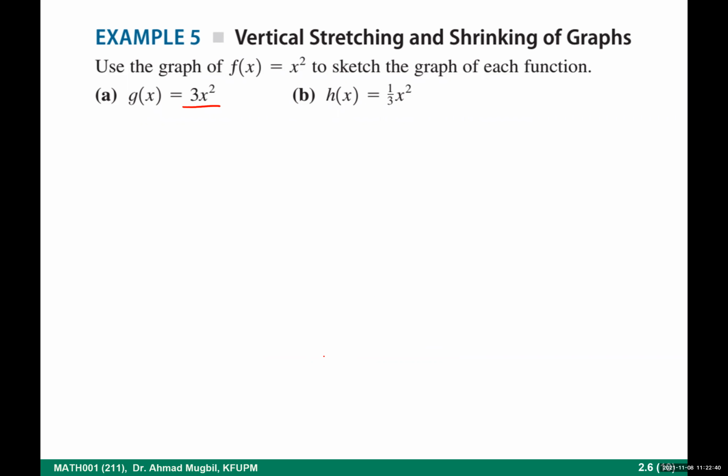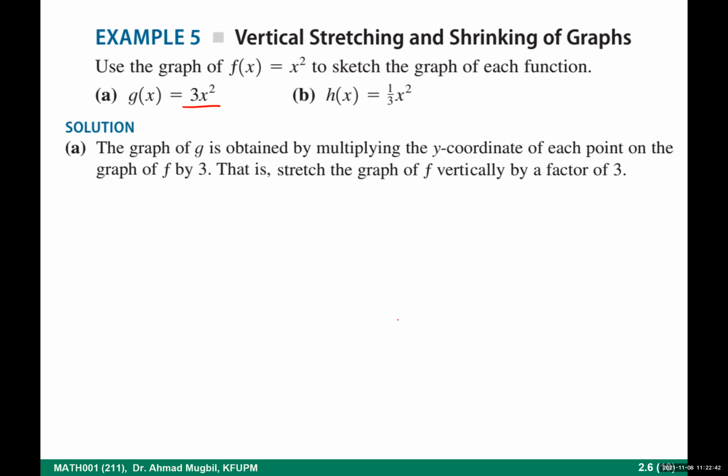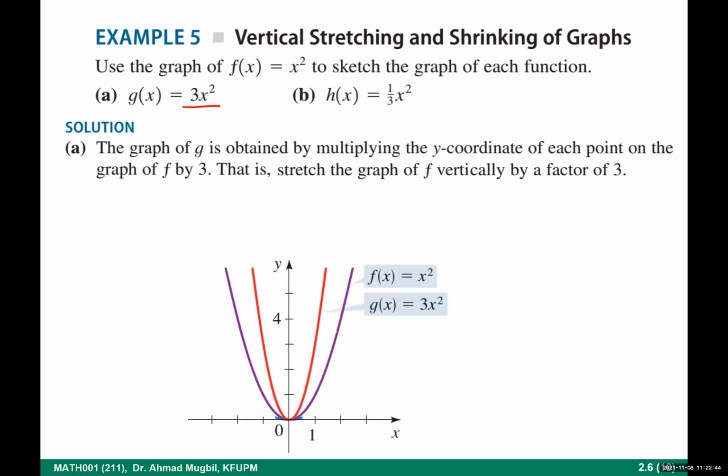Let's see. So in fact, the purple here is the graph of x squared, y equals x squared. Now this one is y equals 3x squared. What happened? Of course, at 0 it is 0. Look here, when x is 1, what is y? It is 1. Here it is.